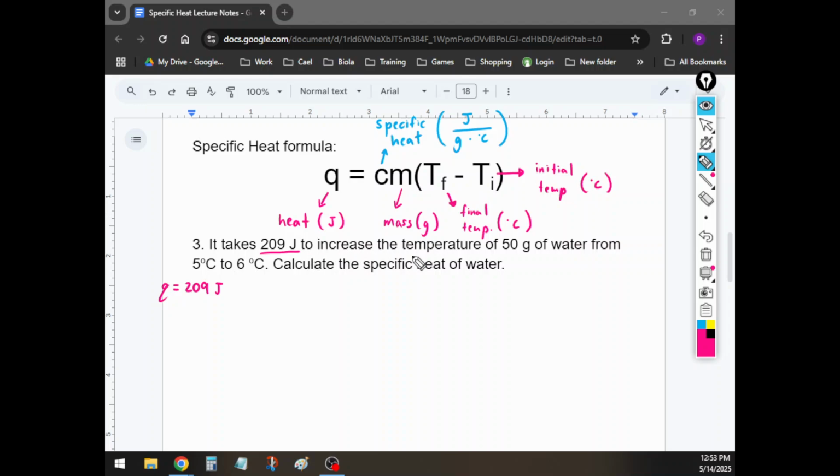And if we move on, it says to increase the temperature of 50 grams of water. So we see grams. We should know automatically that that is mass. So M is 50 grams. And then moving on, it says from 5 degrees Celsius to 6 degrees Celsius. So these are obviously correlated to temperature. So we know that we need to have an initial temperature and a final temperature, right? So if we just read the question, it says we go from 5 to 6. That means we end up at 6. So that means 5 will be our starting temperature, and 6 will be our ending temperature.